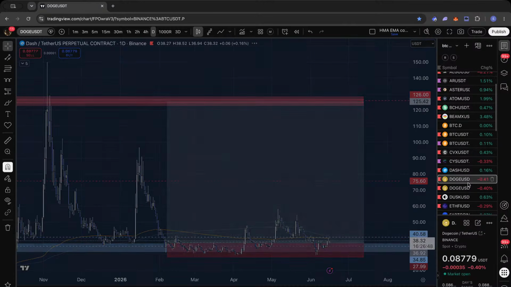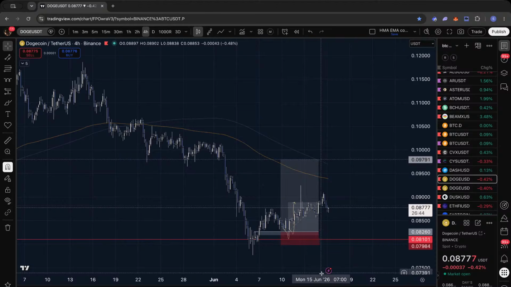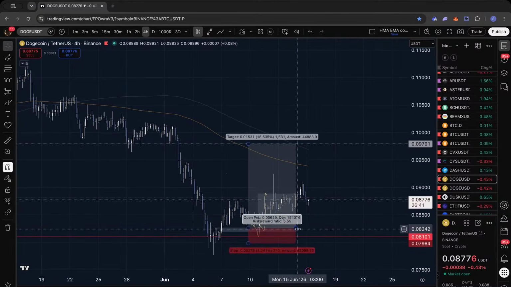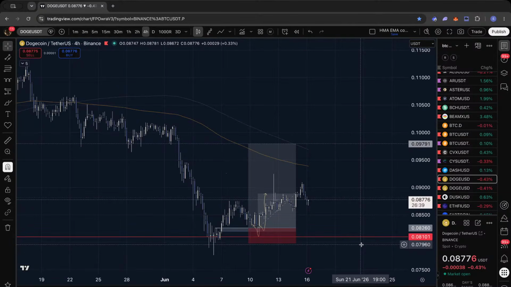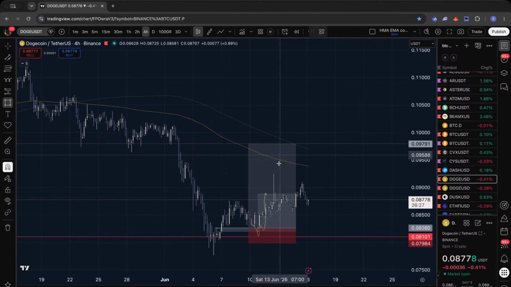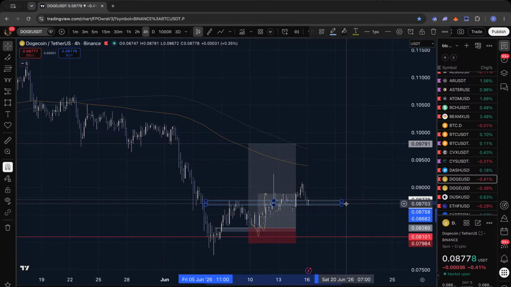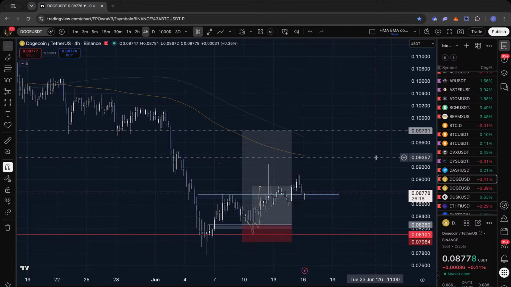Dash, I still have this swing long. I have this 4-hour swing long on Doge. For the moment, it's still holding the neckline of this breakout. I already took the partial. As long as we hold above 0.087, there is still room for higher on this one.